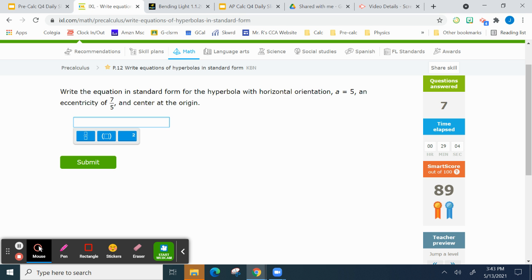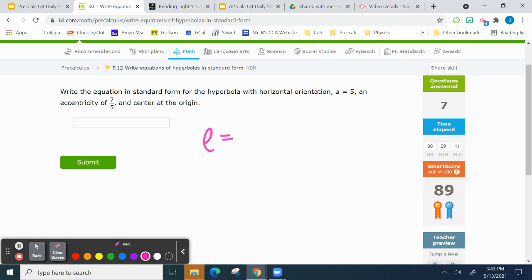And eccentricity, so let me just tell you about this. What is the eccentricity? The eccentricity is c over a, right? They gave you everything you need to know right there. The center's at the origin, so h equals 0 and k equals 0. A equals 5, so a squared is going to be 25. And the eccentricity is 7 over 5. So that's c over a, right?